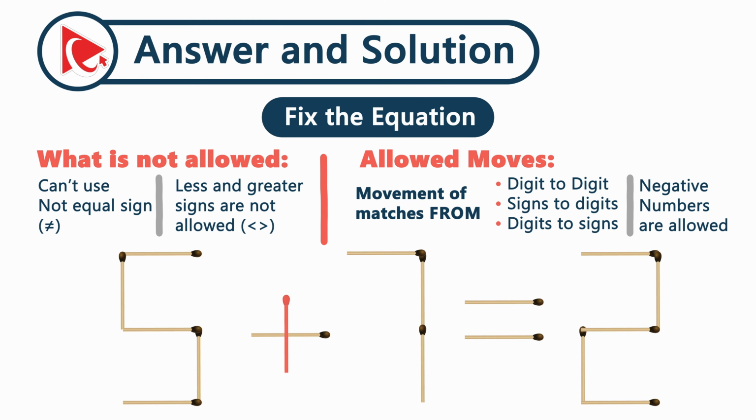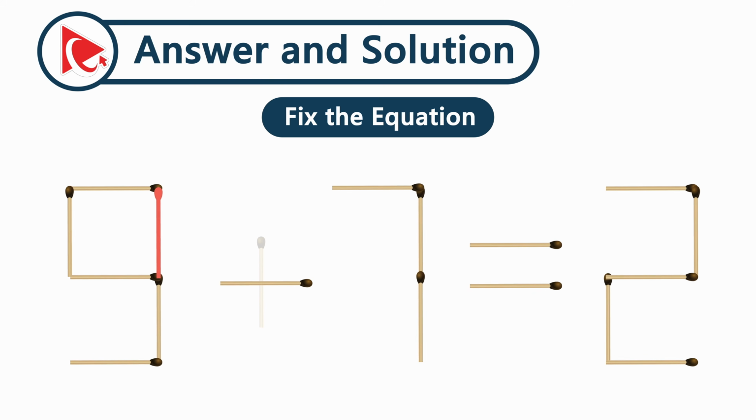Let's take one matchstick from the plus sign and move it to the digit 5. This way the expression becomes 9 minus 7 equals 2, which is mathematically correct. But wait, there is more.